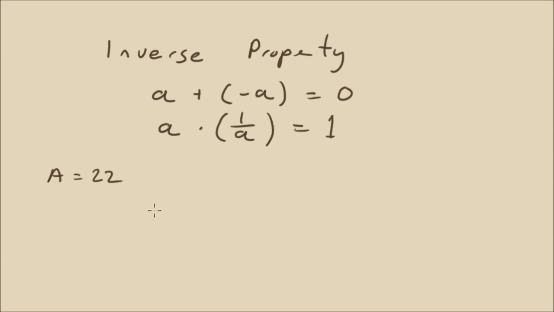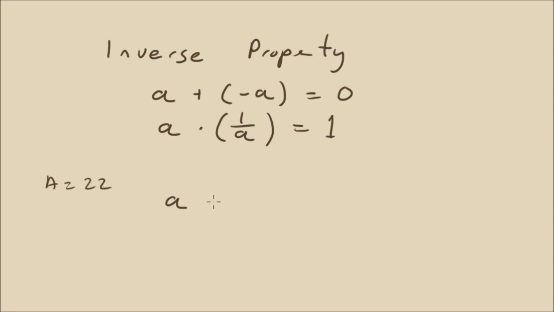So what I'm saying is that 22 plus a negative 22 is going to equal 22 minus 22, and 22 minus 22 is going to equal 0. So anytime you subtract a number from itself, you will always get 0.